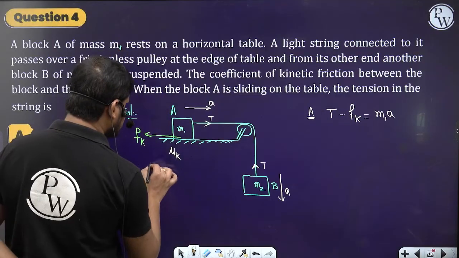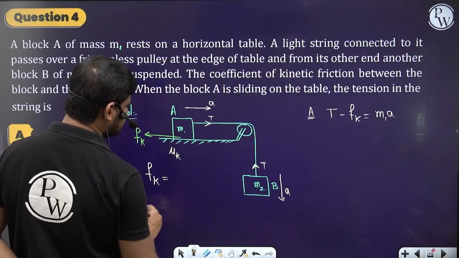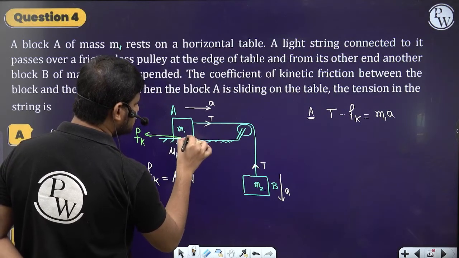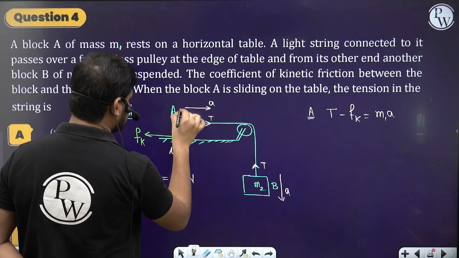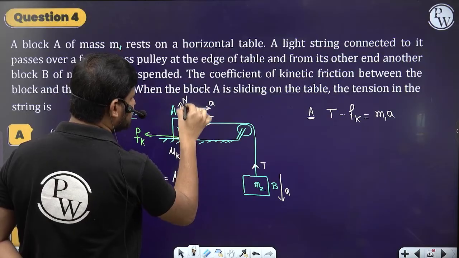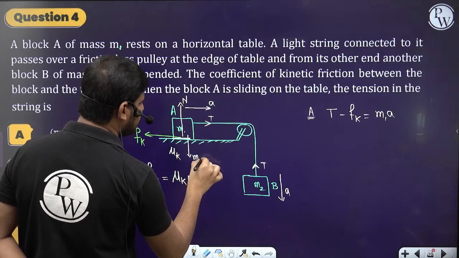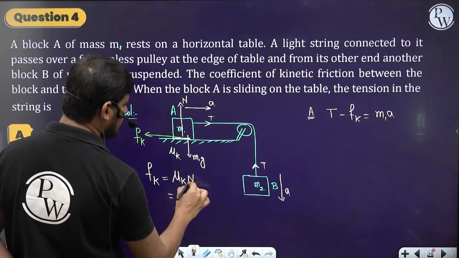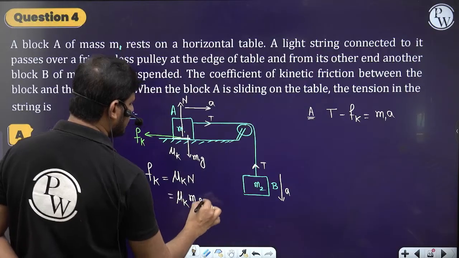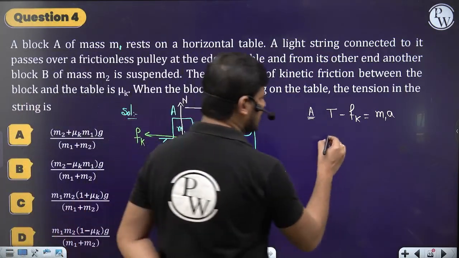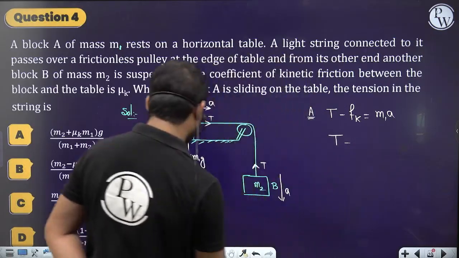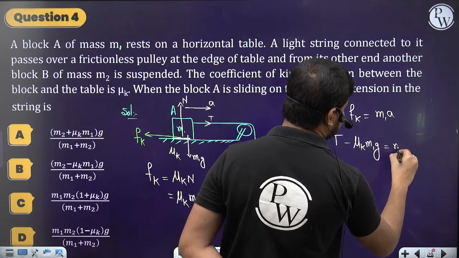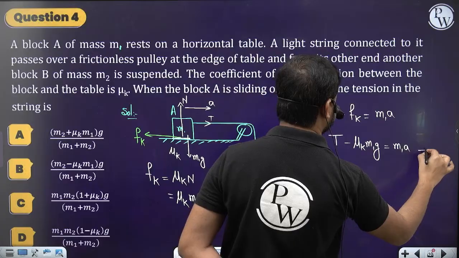So what is Fk? The kinetic friction is equals to 𝜇k into N. So what is the N here? See, the contact force is here. Don't get confused, just try to understand the concept here, guys. The normal force acts upside, and its weight m1g downside. Therefore the kinetic friction is equals to 𝜇k m1g in place of N. So for the block A, it's T minus 𝜇k m1g, which is equals to m1a. Let it be equation number 1.